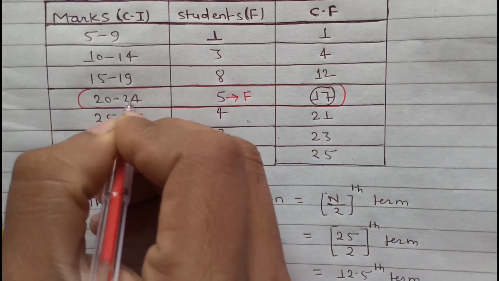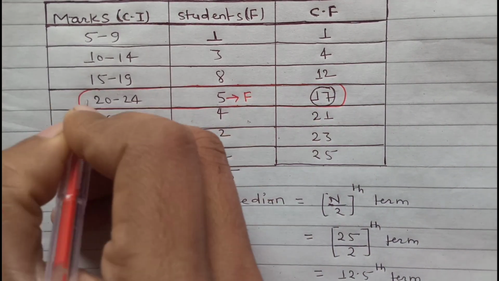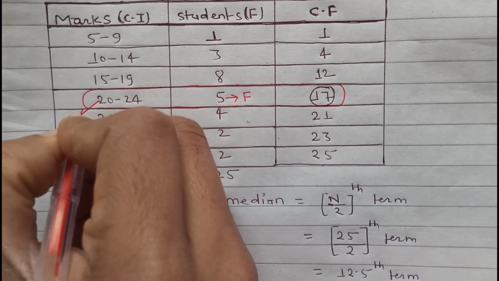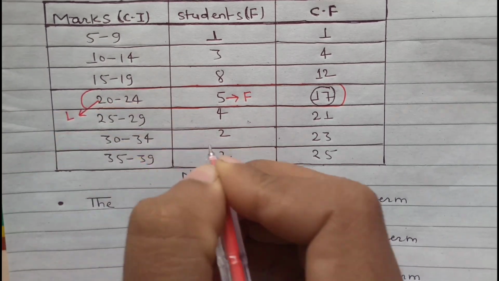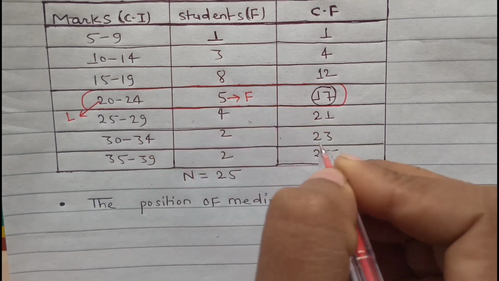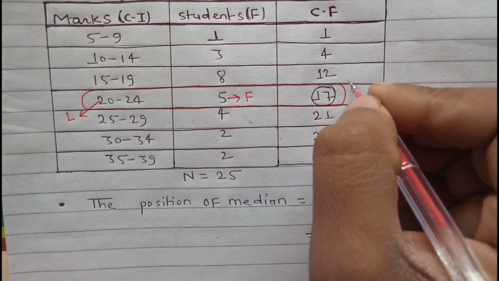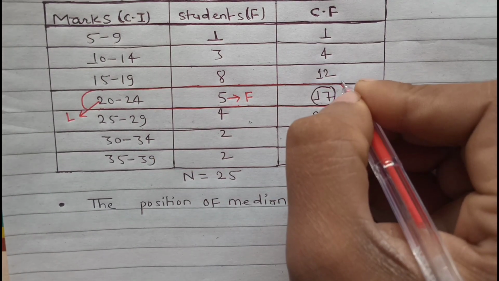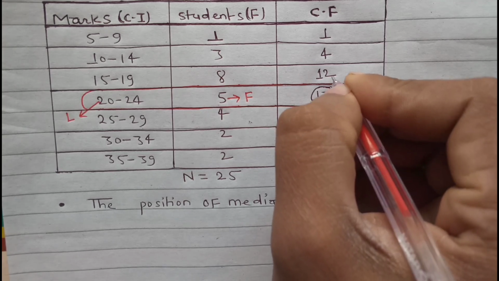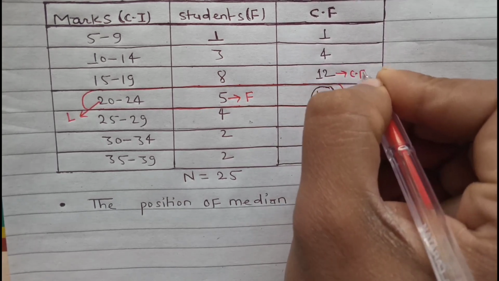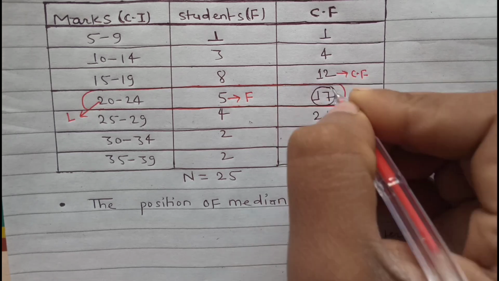And which one is the lowest value, 20 or 25? 20 is the lowest value. So L is 20, F is 5, and we have to take CF. So all the time we have to take CF above this 17. We have to take above the data.